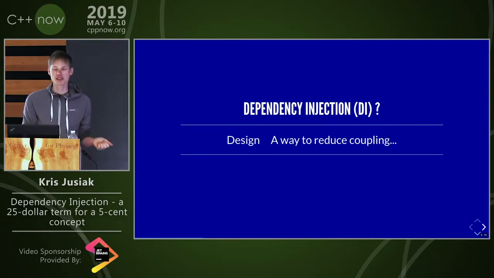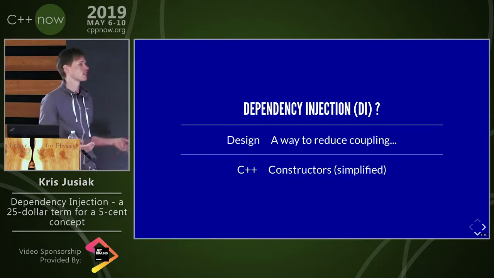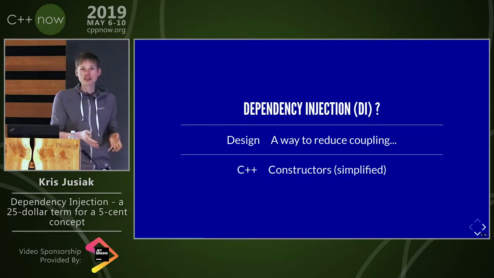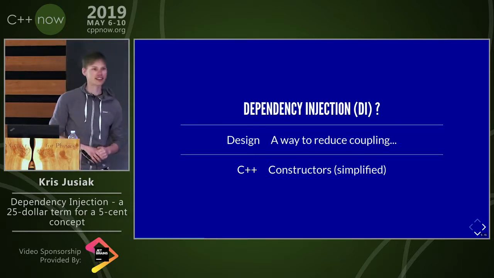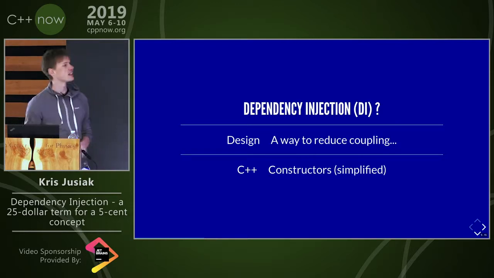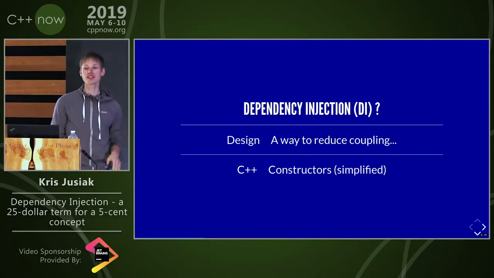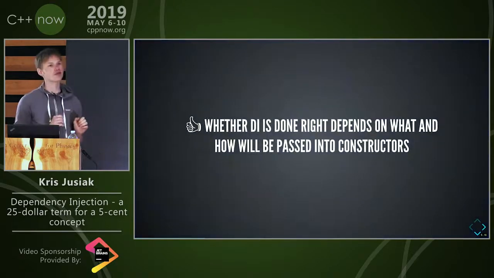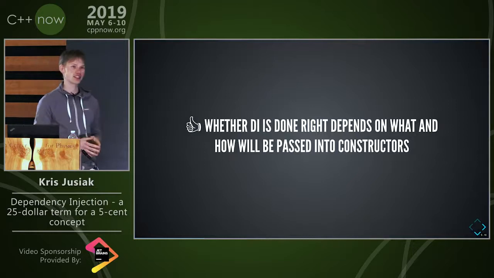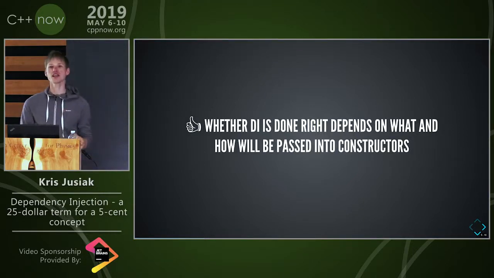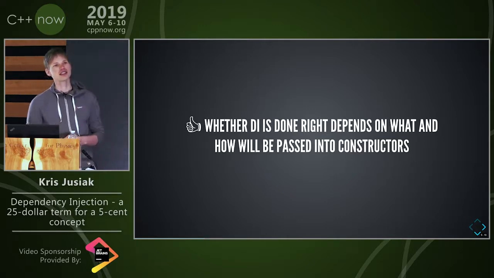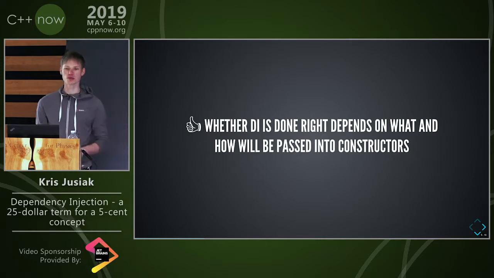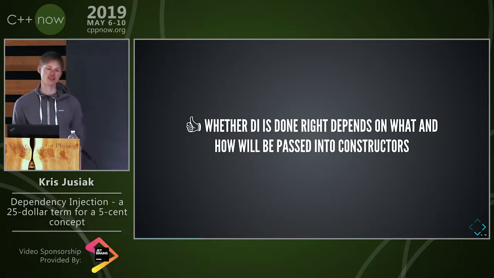But what is it from the C++ perspective? It's actually just constructors. If you use constructors, you most likely use dependency injection. Woohoo, that's all. Thank you for the talk. It's a very simplified version, because whether you use DI correctly depends on what and how you pass into those constructors. You can totally screw it up very easily. DI has a lot of gotchas which we will try to show and avoid.